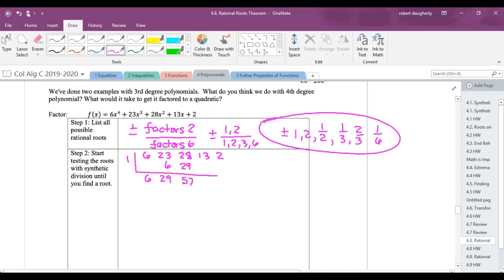Now, before I keep going here, what are you noticing here? Do you think this is going to work? Why not?